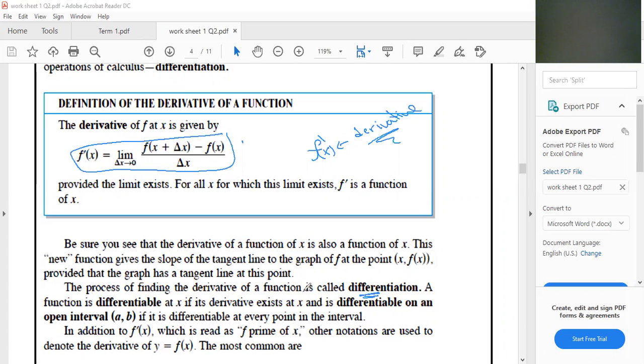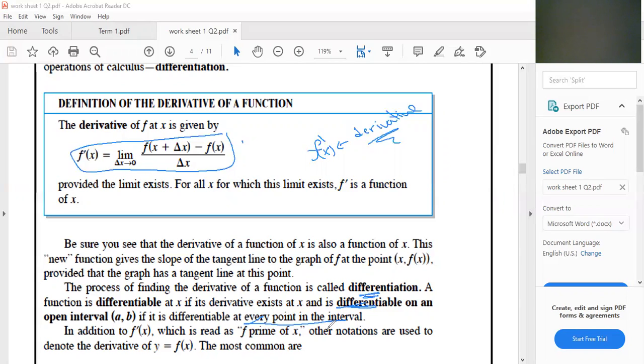Here, if the derivative exists, a function is differentiable. That is, we can find its derivative, so it is differentiable. Again, if the limit exists, so that we can find the derivative of the function, the function is what? Differentiable. The function is differentiable on an open interval if it is differentiable at every point in this interval.